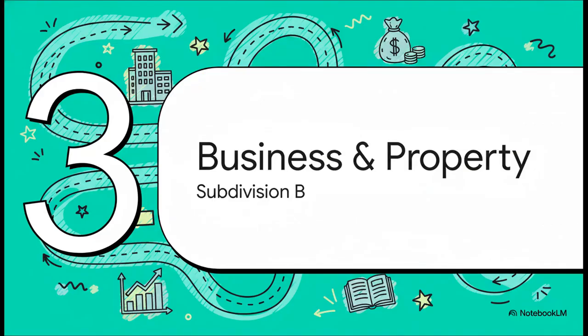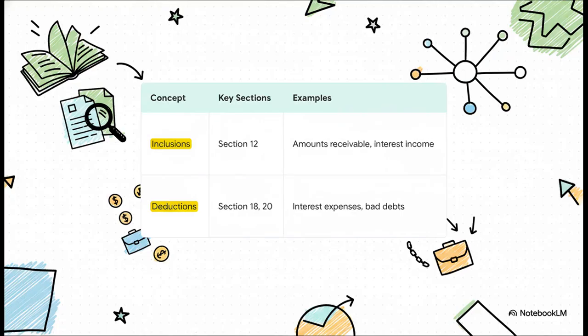Okay, let's move on to the next category and see how this pattern continues. We're now in Subdivision B, which covers income from a business or property. And right away, you're going to see a very similar pattern. And there it is, that same logic all over again, inclusions and deductions.